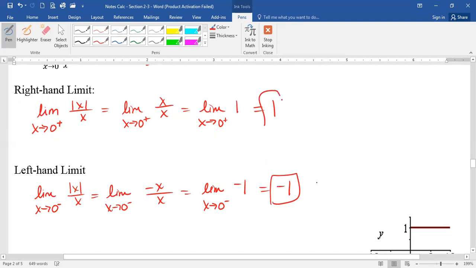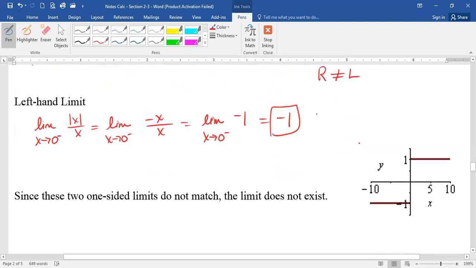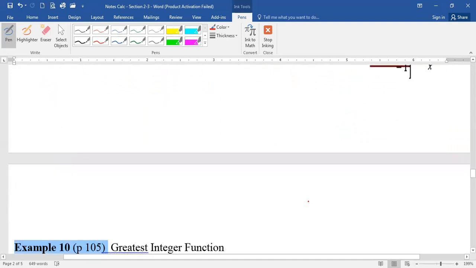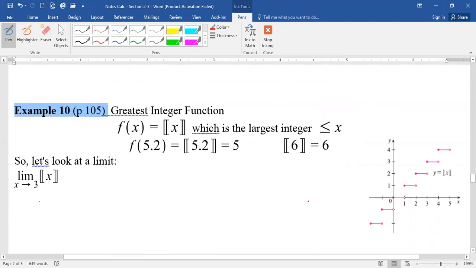Do these match? No. So the right-hand limit is not equal to the left-hand limit. These two being not equal means that the limit itself does not exist. And this is what's happening. It's approaching 1 from the right, it's approaching -1 from the left. So the actual limit does not exist. And that's how you can prove that it doesn't. Just look at the left and the right.